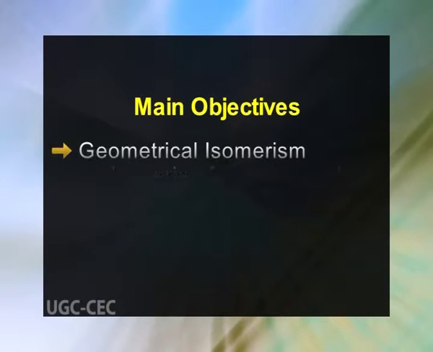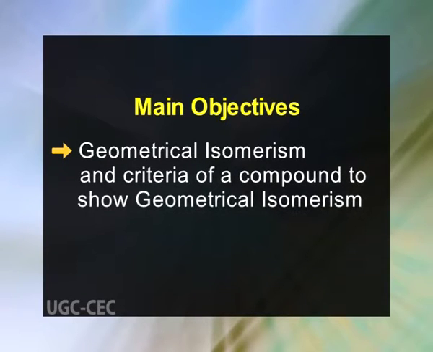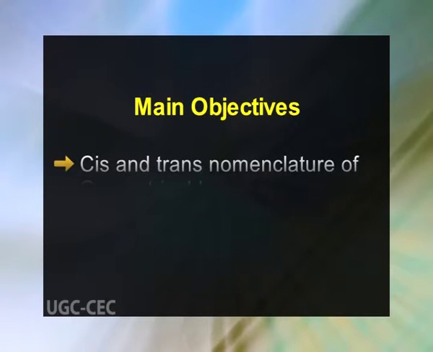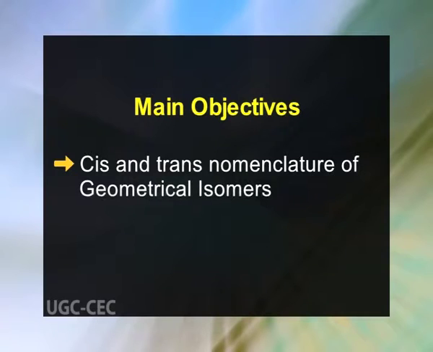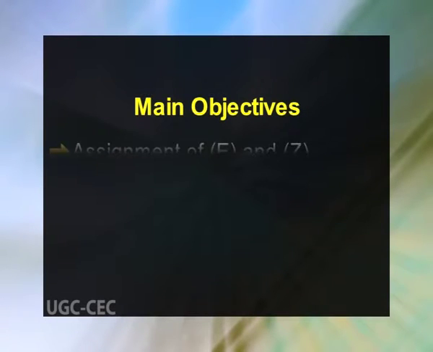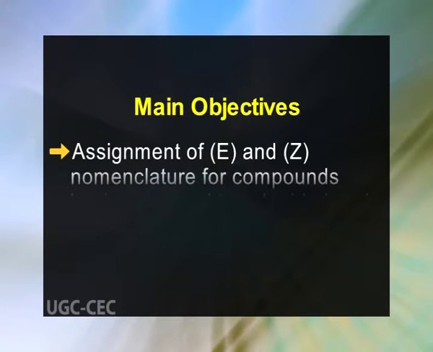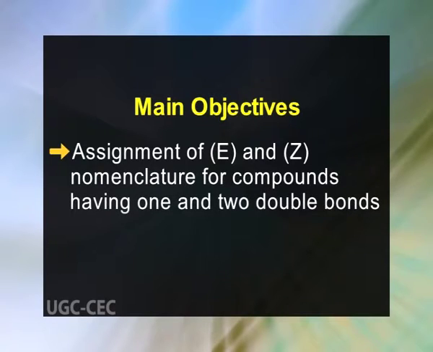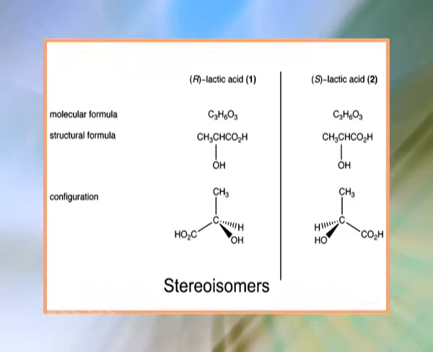Next, geometrical isomerism and criteria of a compound to show geometrical isomerism. Next is cis and trans nomenclature of geometrical isomers and assignment of E and Z nomenclature for compounds having 1 and 2 double bonds. Let's start with a brief introduction.